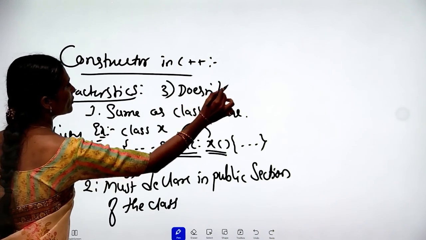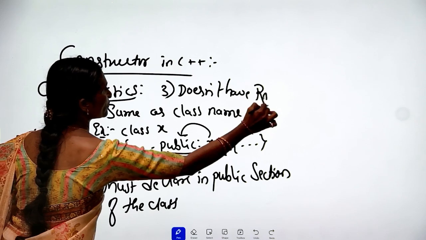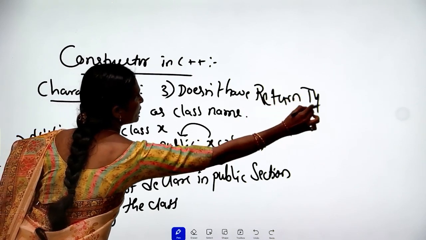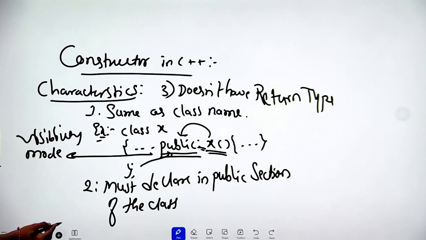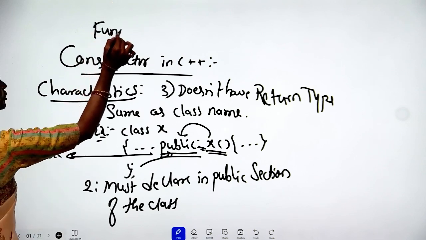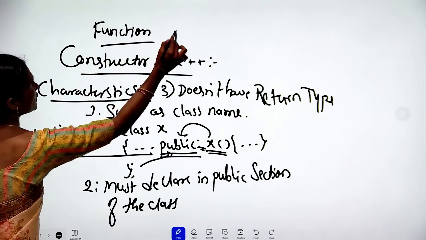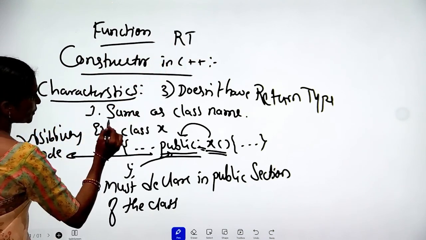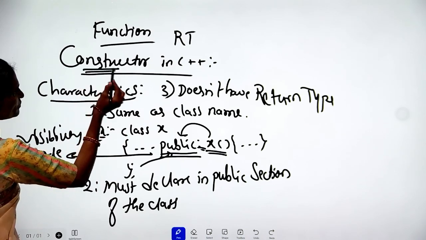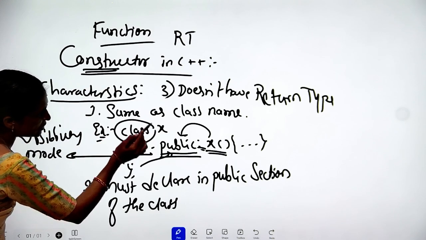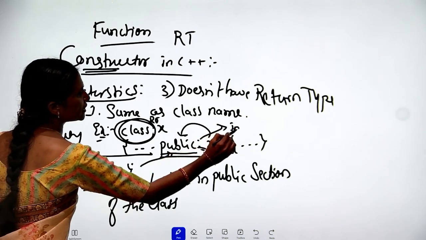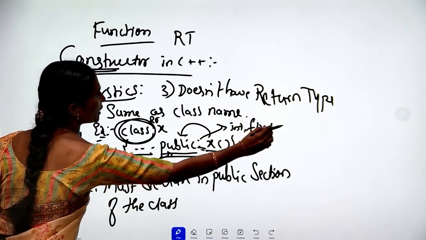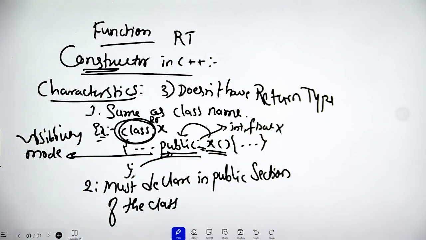The third characteristic: they do not have a return type. Any function prototype normally has a return type, but the constructor is a special member function. The class itself becomes the return type. Any return type like int, float, double is not permitted. So these are the characteristics of the constructor.